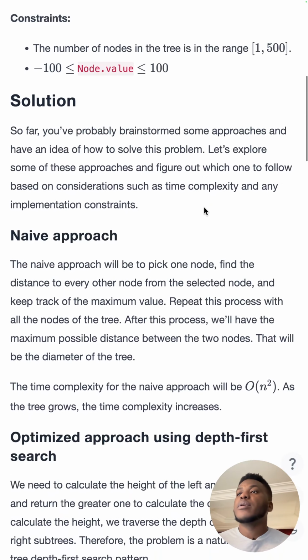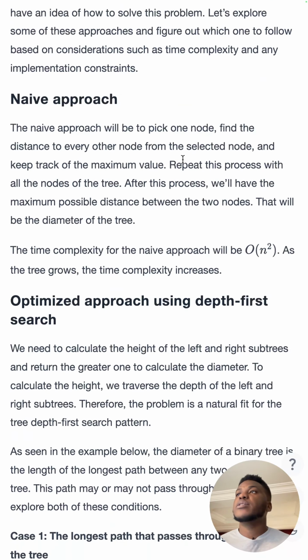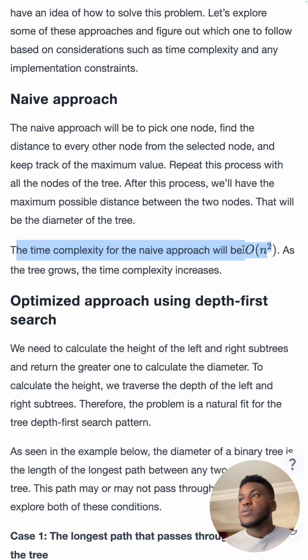Solution. The naive way is to pick one node, find the distance from the selected node to every other node, and keep track of the maximum value. Repeat the process with all nodes in the tree. After this process, we will have the maximum possible distance between two nodes, and that will be the diameter of the tree. Time complexity is quadratic, so O of n squared.